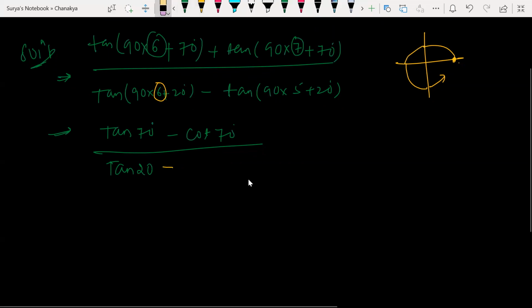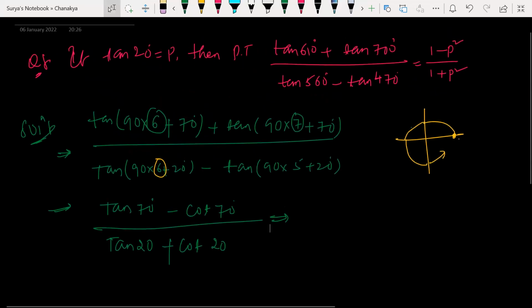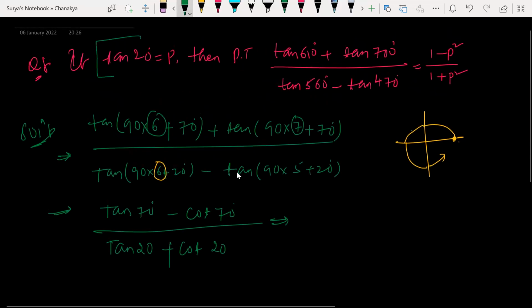Minus tan with 90 five times becomes cot, so cot 20, five times plus 20. That is the second quadrant, where tan is negative. So negative into negative is positive.